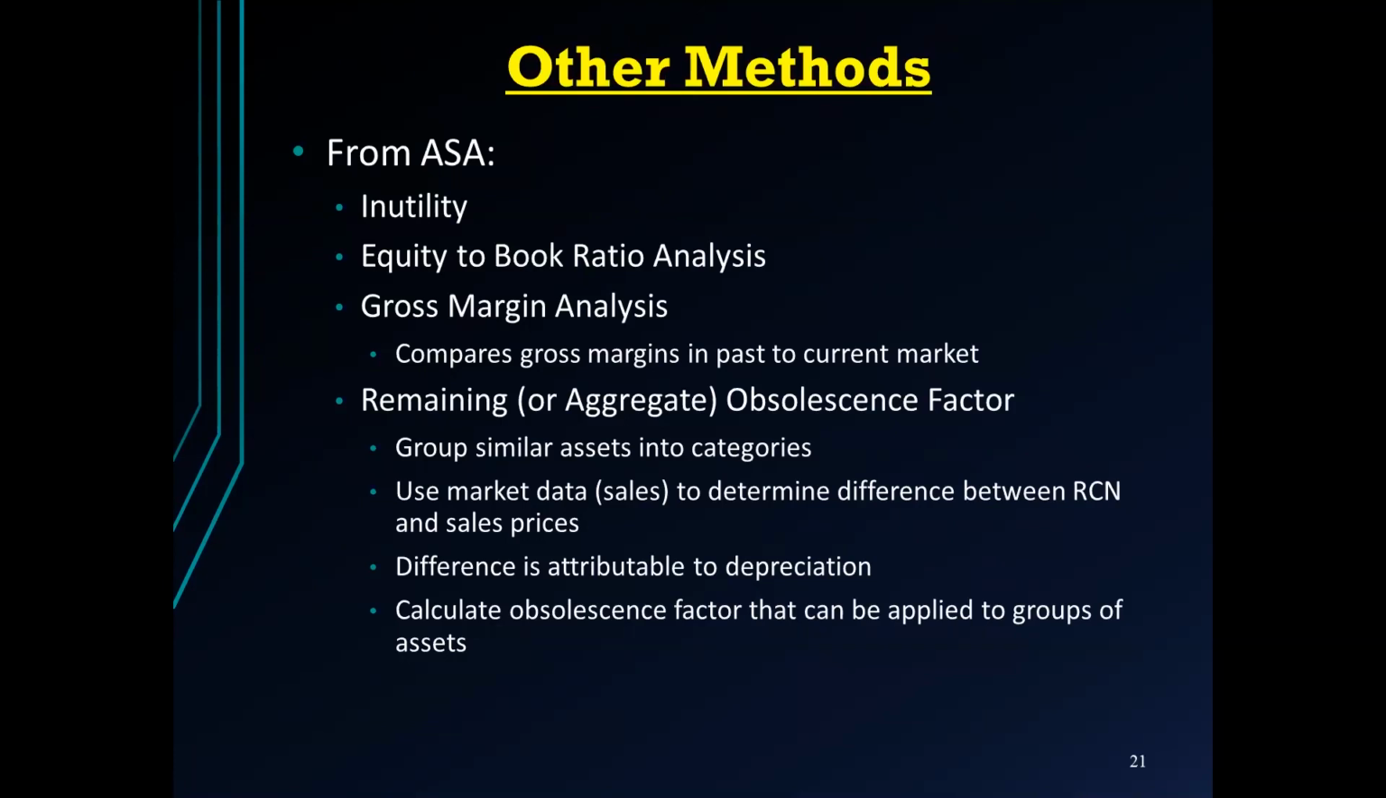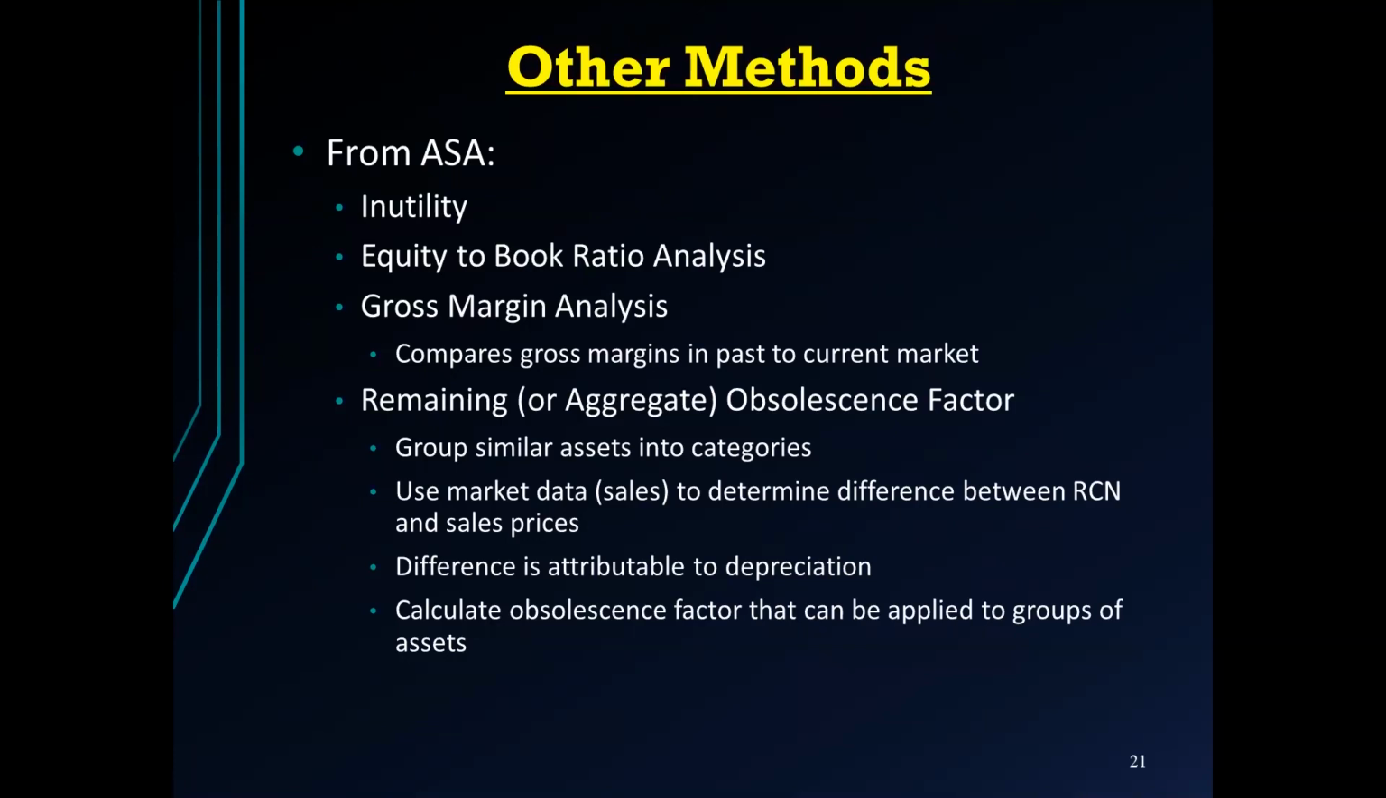You can also look at gross margin analysis, which is especially helpful when you have manufacturing, and you can look at gross margins that were paid for products in the past versus current market, and the difference can be attributable to some sort of obsolescence. Neither of those, I've seen them done in appraisals, but neither of them is very relevant to ad valorem because we're not doing business valuation. Both of those are highly influenced, as you can see, by the economics of the business.